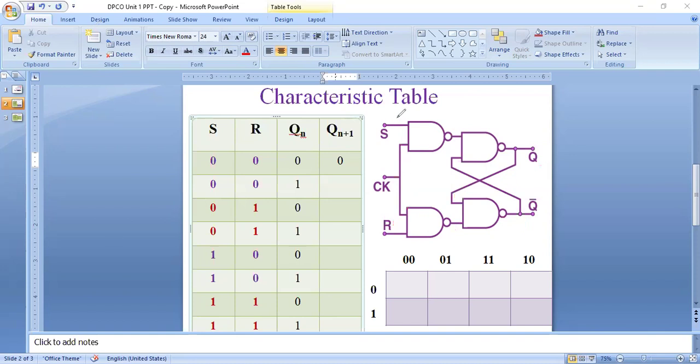So once again, S is equal to 0 here, same input. I mean second series: S equal to 0, R equal to 0, and I'm assuming present state is equal to 1. So what will happen? 0 dot clock pulse, 0 dot 1 is 0, complementary it becomes 1. Similarly here, 0 dot 1 is 0, complementary it becomes 1. So this present state as assumed present state is equal to 1.